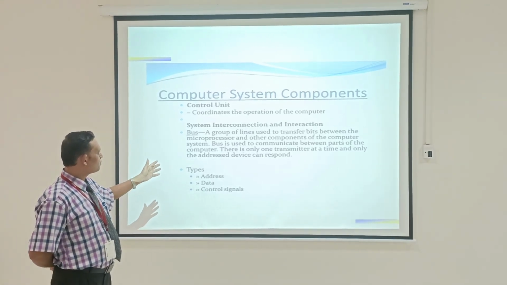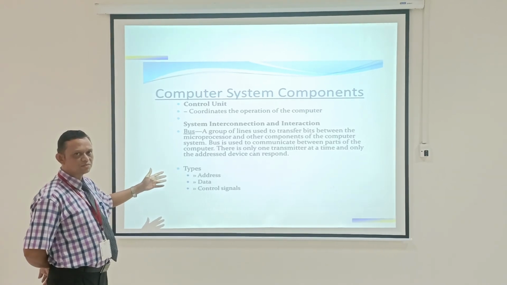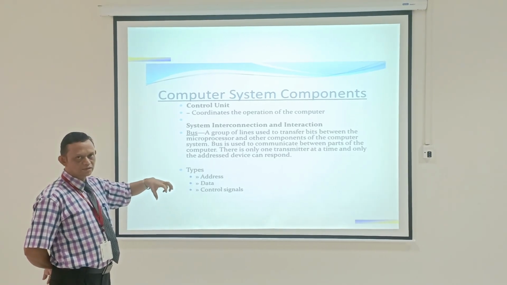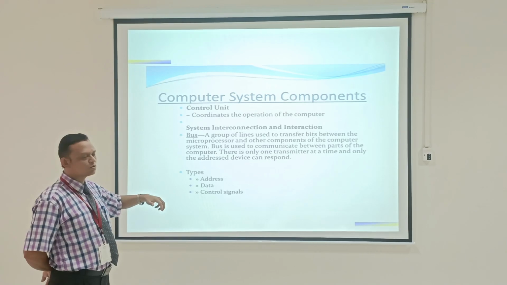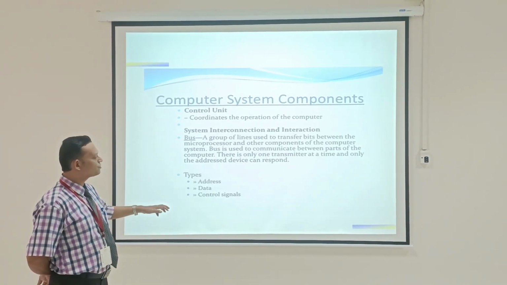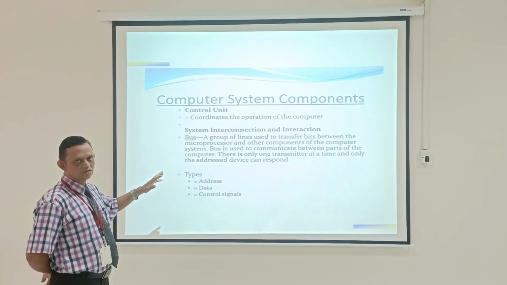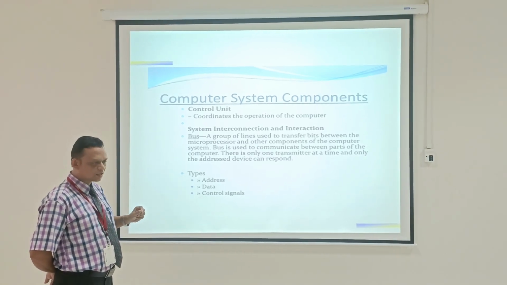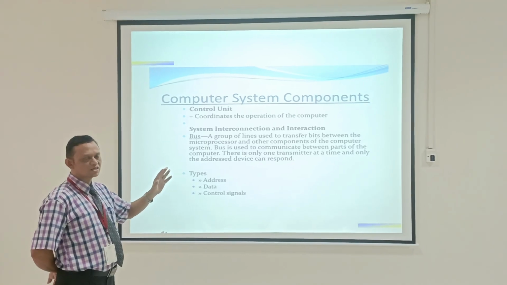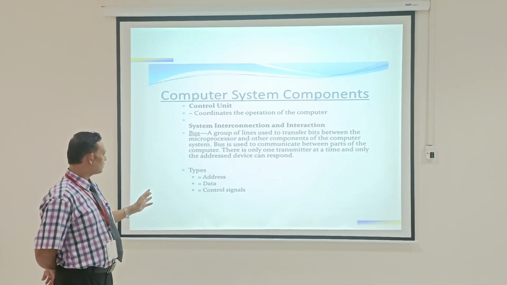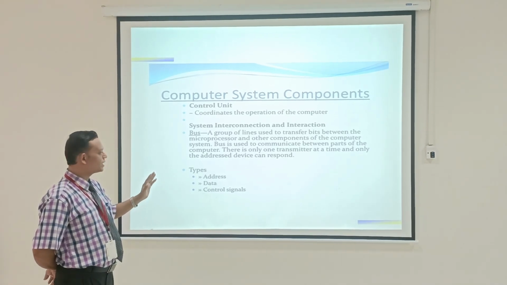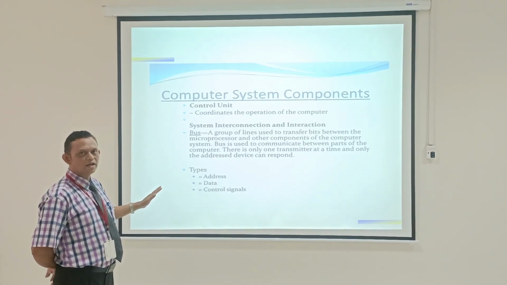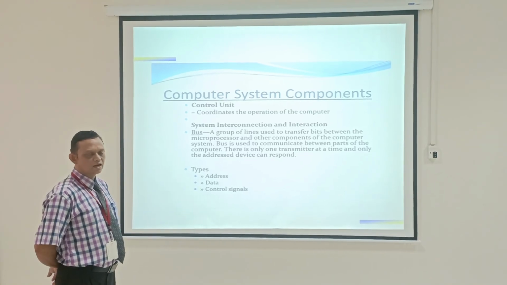The next part is the control unit, which is built into the motherboard. On the motherboard itself we are going to place the processor. Apart from the processor, there will be other controlling circuits called the control unit. With the help of that only, all the processors are controlled. The next one is system interconnection and interaction. That is done by means of connecting wires, or we generally call it the bus. There are types available to access the data: the address, data, and control signals. With the help of these only we are getting, processing, and outputting the data.